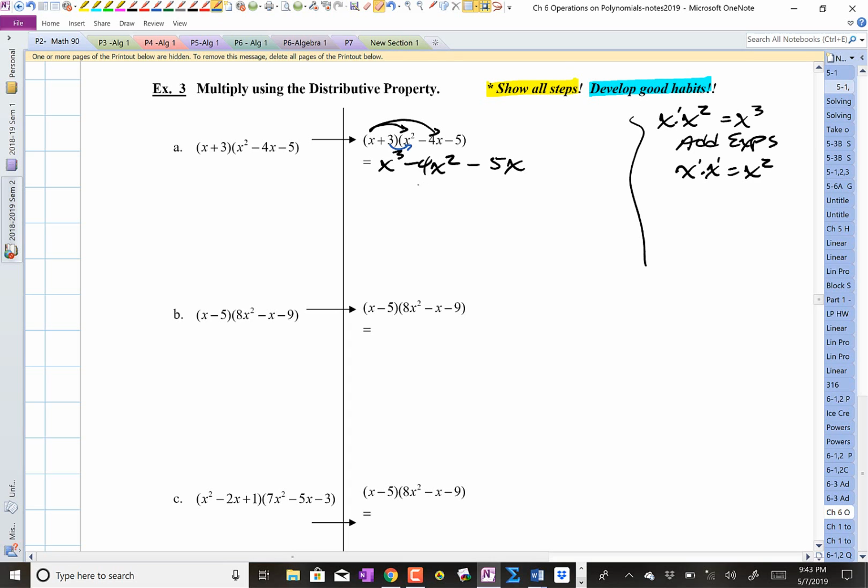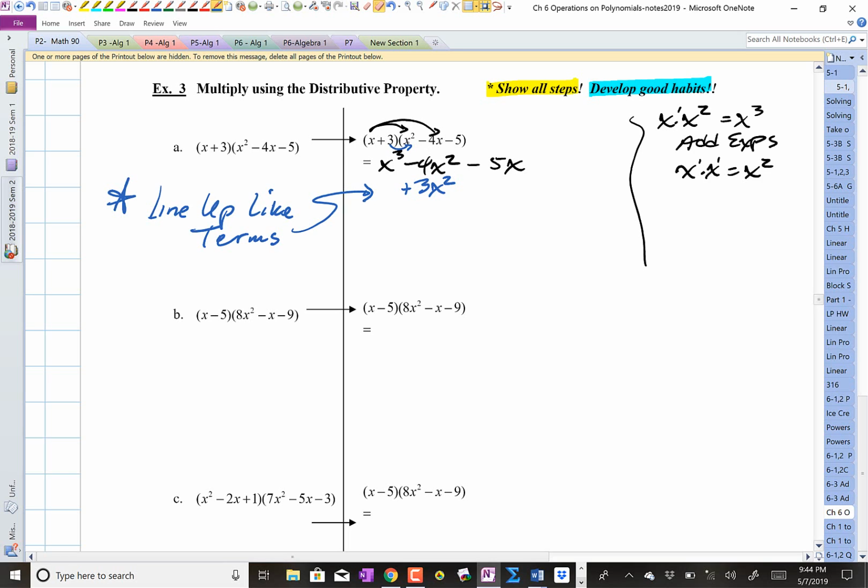3 times x squared is 3x squared. And look what I'm going to do. I'm going to line up like terms. So let's write that down. Line up like terms. Okay, I'm talking about right here. Line up like terms. So I line up the second degree terms, or what are called quadratic terms.